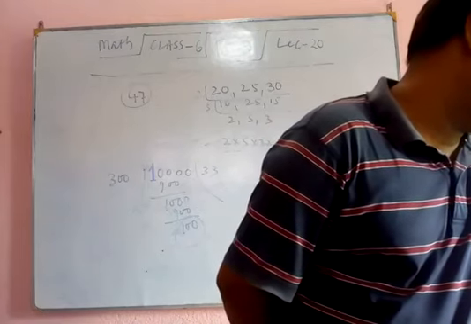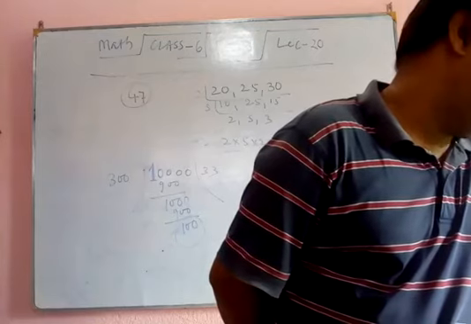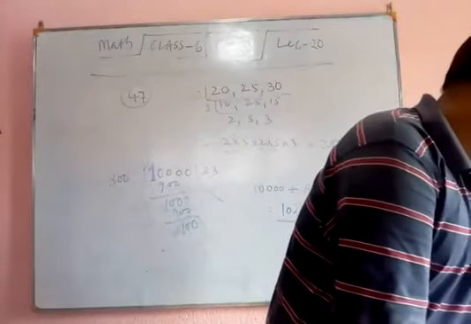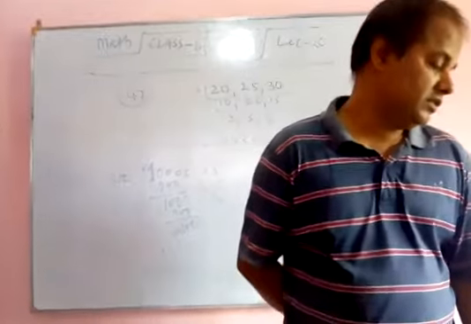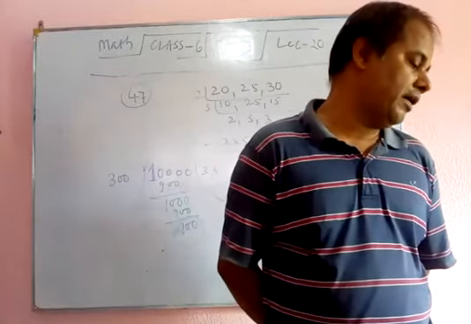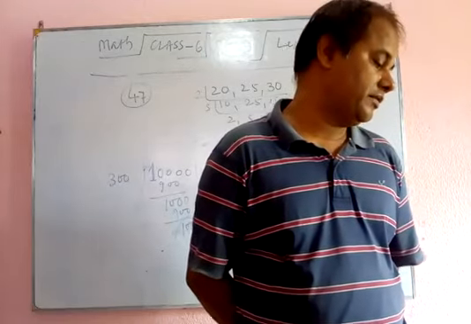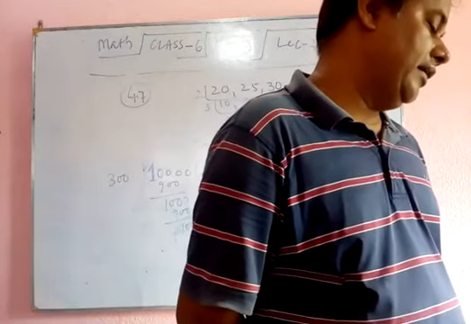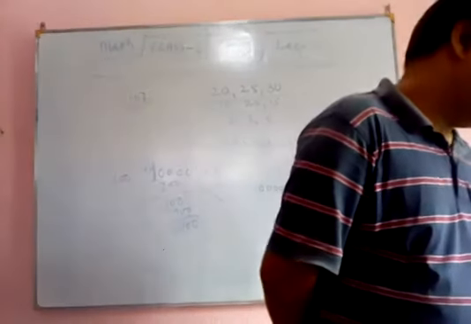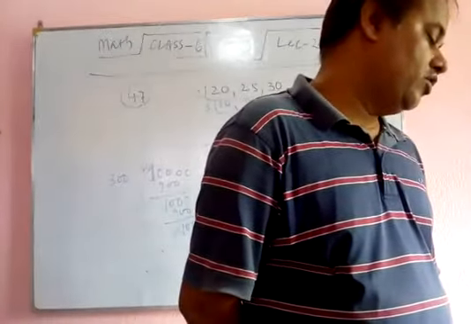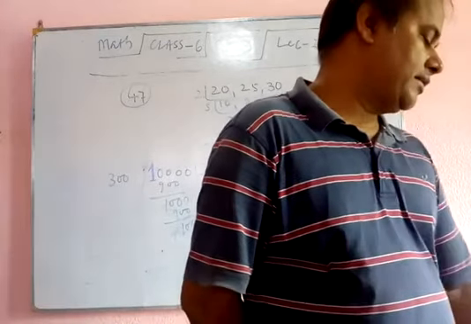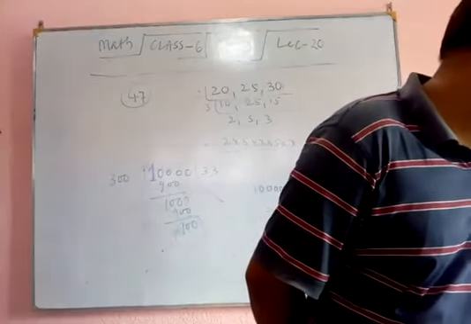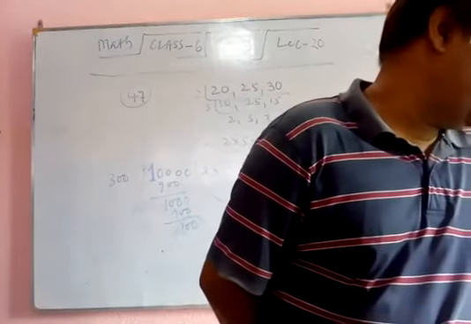Next, multiples of a given number are greater than or equal to that number. Second, all multiples of 2 are even numbers. Next, numbers which are not multiples of 2 are called odd numbers. Prime numbers have only 2 factors, 1 and the number itself. Composite numbers have more than 2 factors. 1 is neither prime nor composite, it is a unique number. 2 is the only even prime number.